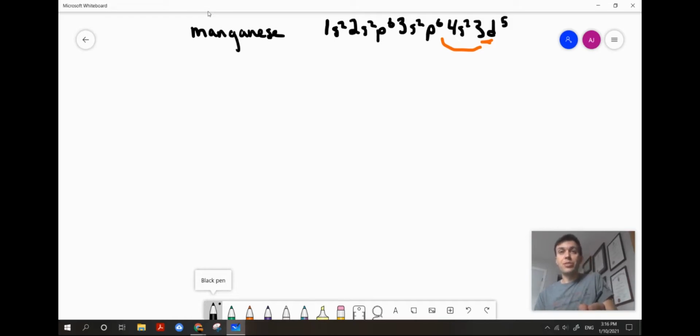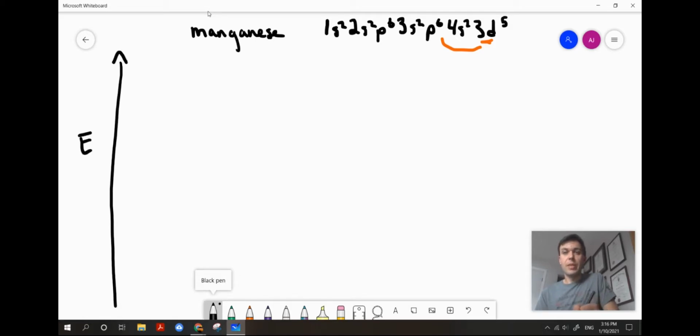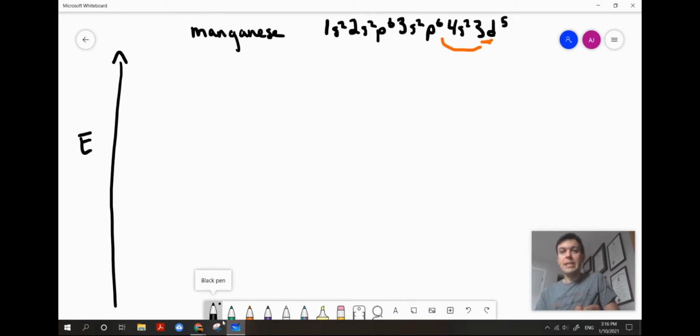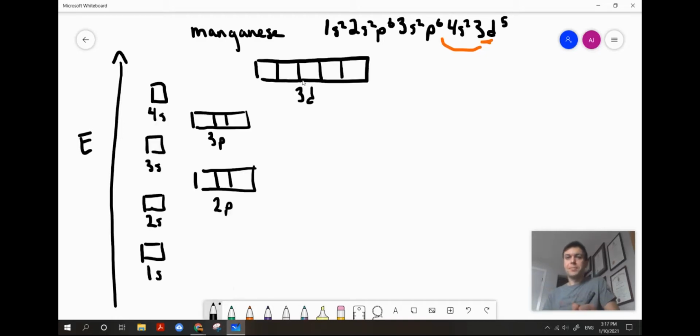So my first step is to draw a vertical axis that's representing increasing energy. My next step is to start drawing the different orbitals. What I'm going to do is just draw blank orbitals, then I'll fill them afterwards. Okay, so I've got my blank structure here. Here are all the sublevels which are present in manganese.